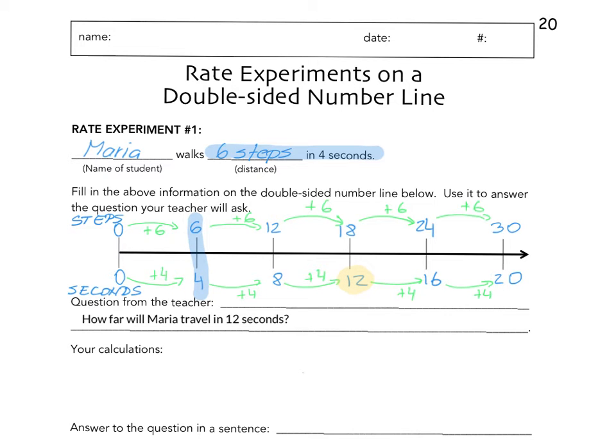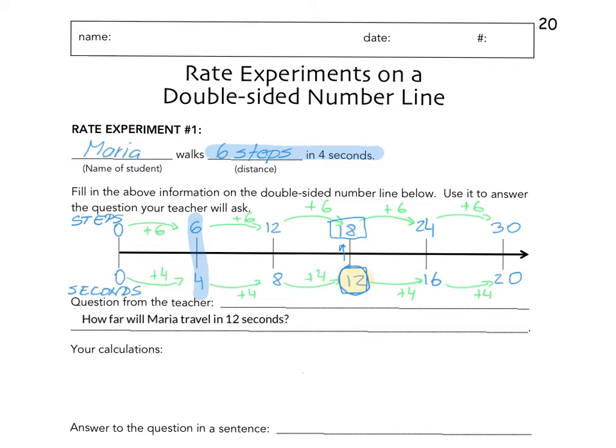And when I find 12 seconds, this is the number I'm looking for. I'm going to look up and see that Maria is going to do 18 steps in 12 seconds. So this is my calculation using double-sided number line. The way we came up with this was by adding 4 seconds in each step until we reach the goal time of 12 seconds. Each time we added 4 seconds, I had to add 6 steps because in 4 seconds Maria walked 6 steps. So this is one way of doing it.